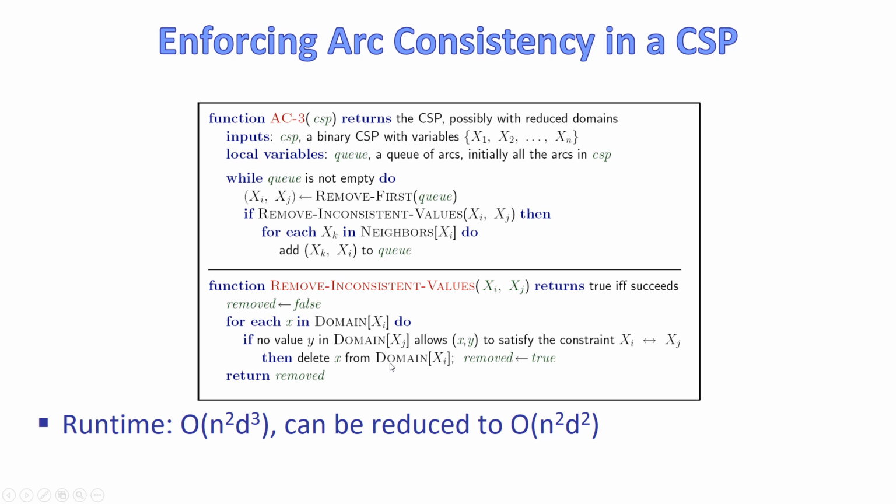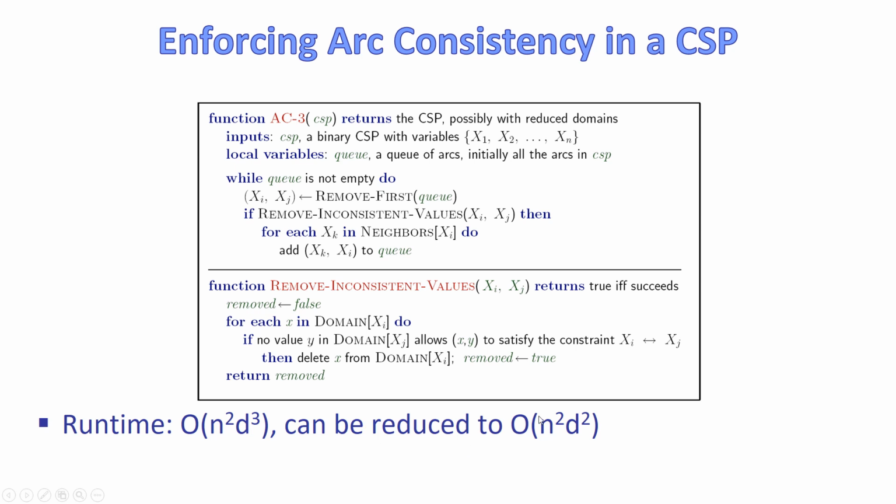Now, how many times do we do that? I think Saad answered this earlier. We said that we can do that d times only, because we have only d values. Whenever we remove a value, we can add arcs, but we can do that only d times. So that's why we have another d here. So eventually we have n square d cube runtime or time complexity.